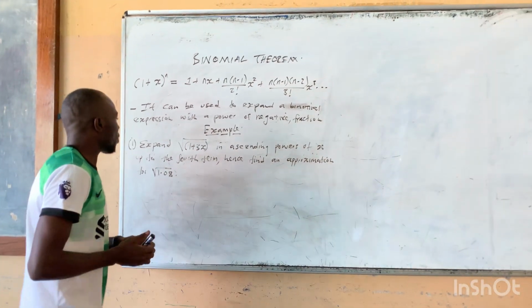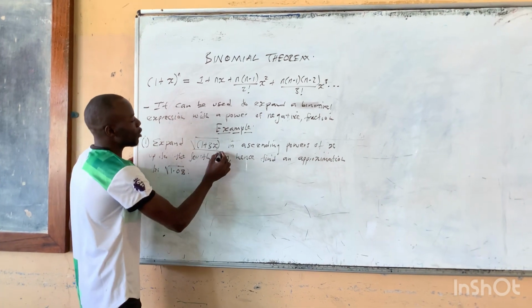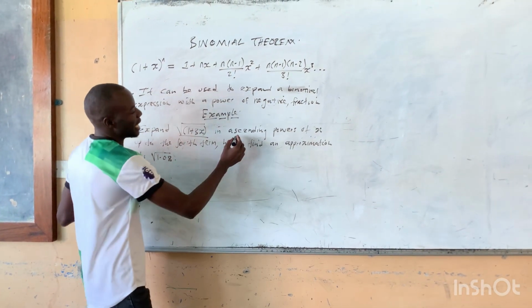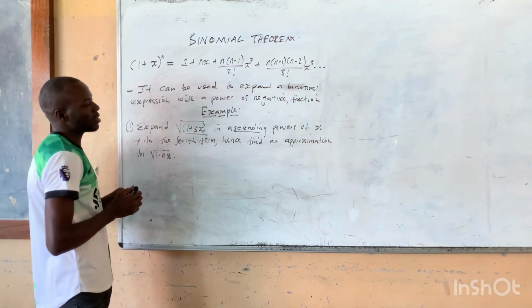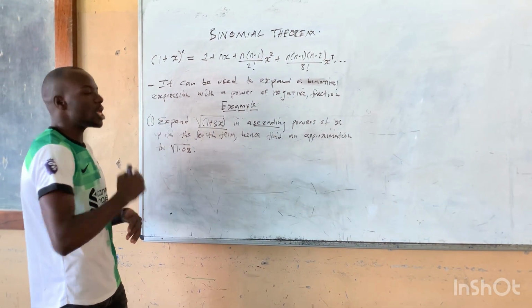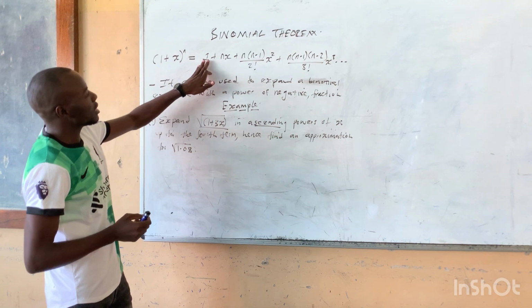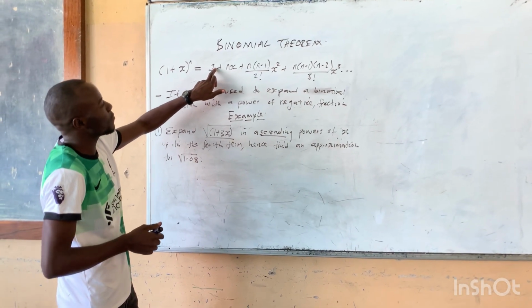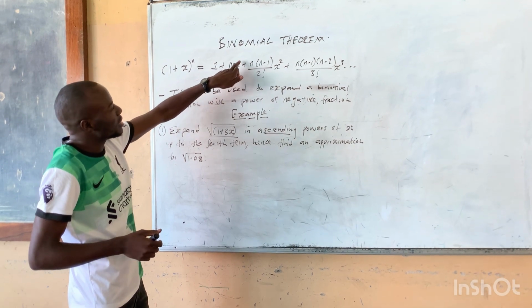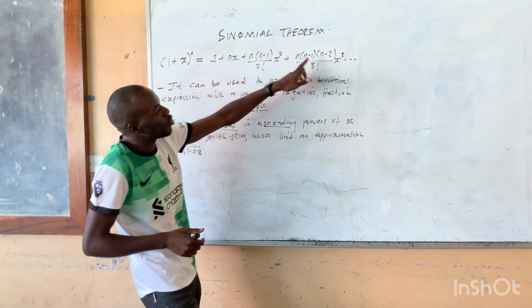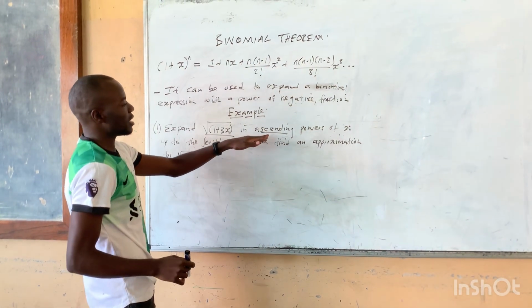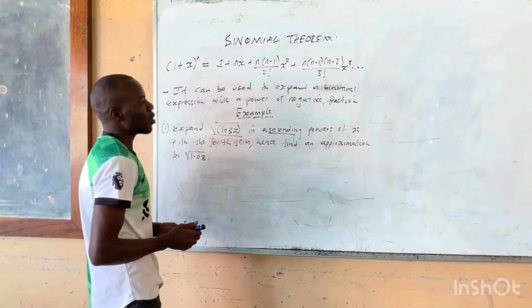Now we need to expand this binomial expression in ascending powers of x. It means the powers on x will be increasing. Like in this expression, you have 1, which is x to the power 0, then x to the power 1, x to the power 2, x to the power 3. So this theorem is best used on that question here.